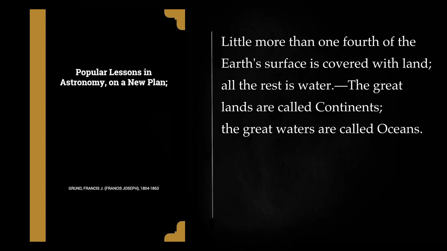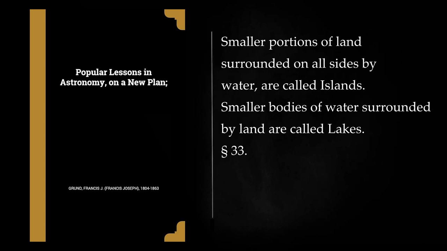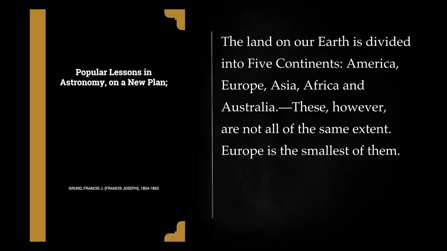Little more than one-fourth of the Earth's surface is covered with land, all the rest is water. The great lands are called continents. The great waters are called oceans. Smaller portions of land surrounded on all sides by water are called islands. Smaller bodies of water surrounded by land are called lakes. Section 33. The land on our Earth is divided into five continents: America, Europe, Asia, Africa, and Australia.